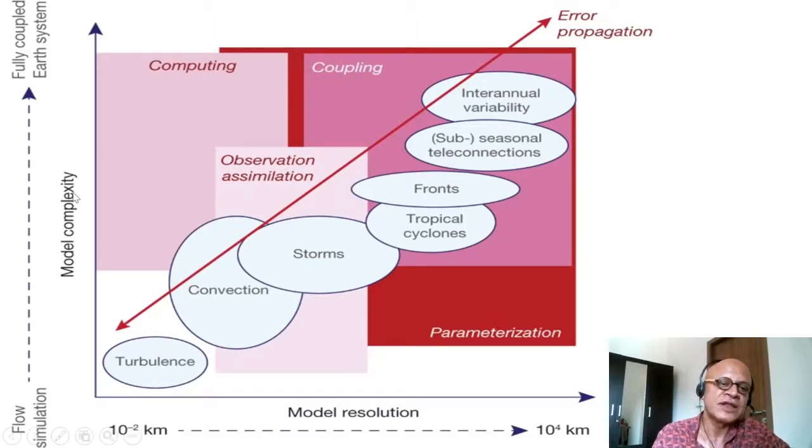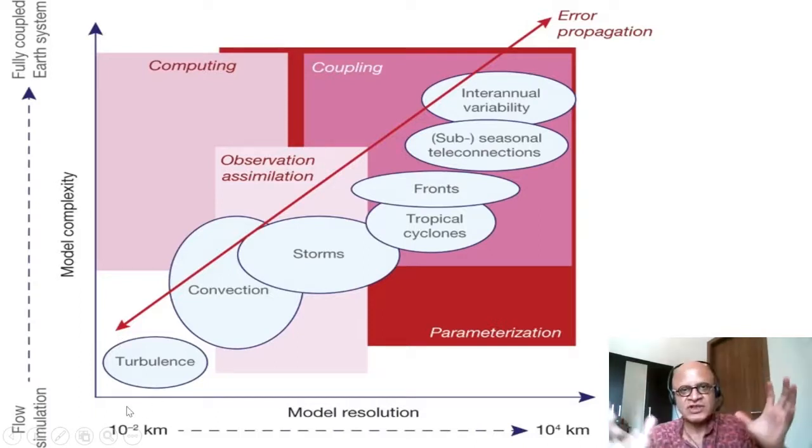So this is the way to look at it as a phase diagram in terms of model complexity. So flow simulation to fully coupled Earth system, and going at scales of 10 to the minus 2 kilometers, so order meters, to planetary scales 10 to the 4 kilometers, with processes ranging from turbulence, convection, storms, tropical cyclones, fronts, subseasonals to seasonal teleconnections, and interannual variability and longer, which we won't get into here because this is more about subseasonal to seasonal. And to do things at very high resolution here, this is model resolution.